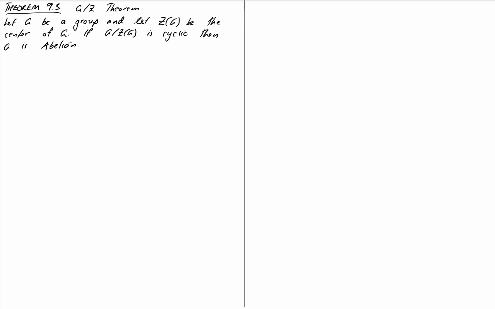Right, so here's our theorem. It's the G/Z theorem, our first one, and it says that if G is a group and Z(G) is the center, then if the factor group of G with respect to Z is cyclic, then G is abelian. Okay, this is a slightly strange one because if we think about it for a second, if G is an abelian group, the center of G is the whole group.